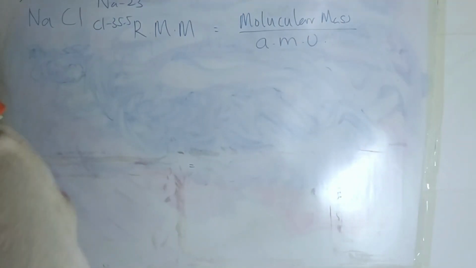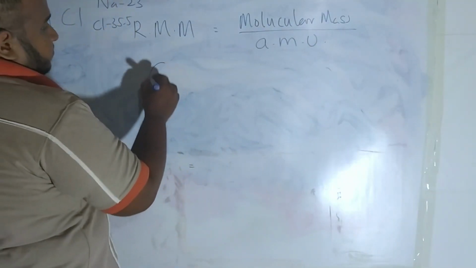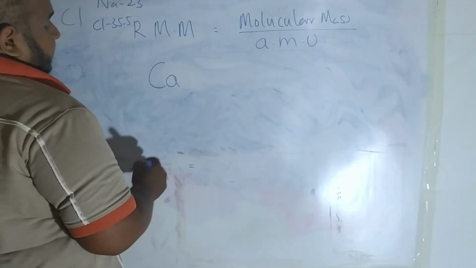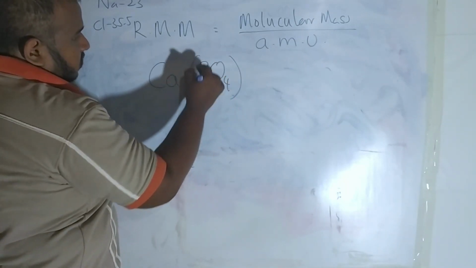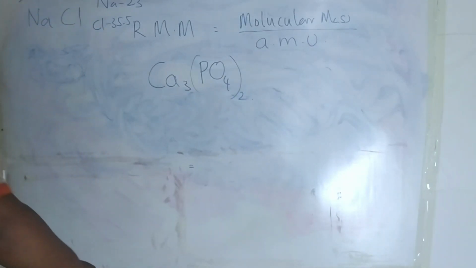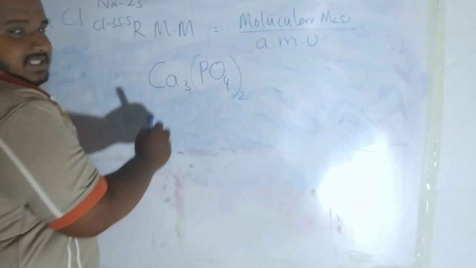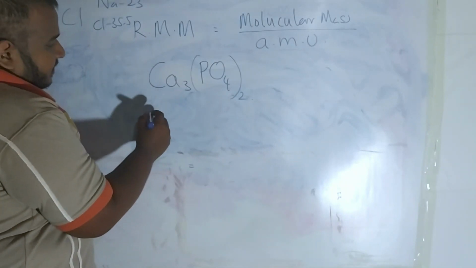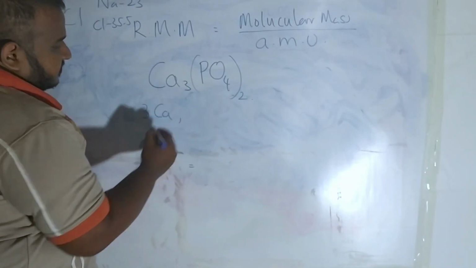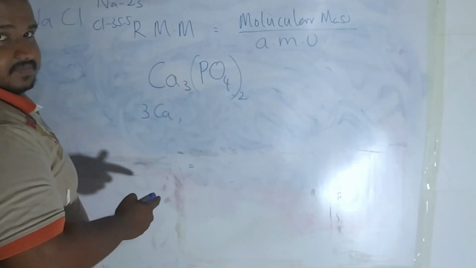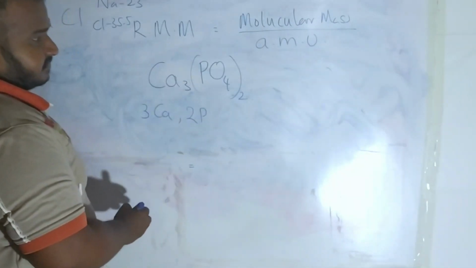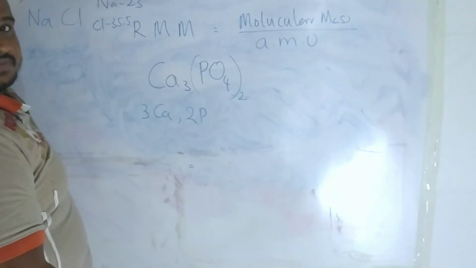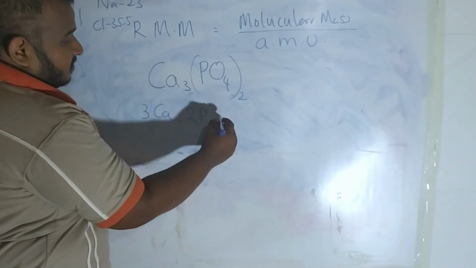Next one. Let's consider the molecule calcium phosphate. It is Ca3(PO4)2. Now it is a challenging task for you all. Tell me, how many calciums are there? Ca3, 3 calciums. How many phosphorus are there? 1 or 2? There are 2 phosphorus. And how many oxygens are there? There are 8 oxygens.